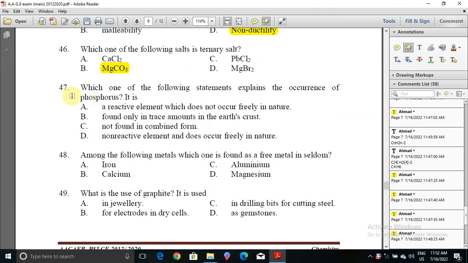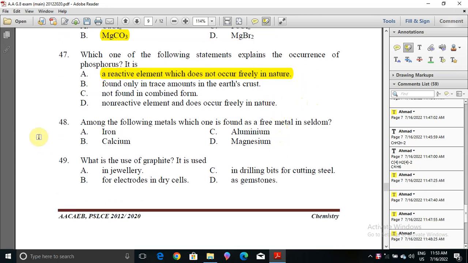Now question number 47, which one of the following statements explains the occurrence of phosphorus? It is a reactive element which does not occur freely in nature, found only in trace amounts in the Earth's crust, not found in combined form, non-reactive element, and does occur freely in nature. The correct answer is a reactive element which does not occur freely in nature, because it says the occurrence of phosphorus, right? And phosphorus is a reactive element which does not occur freely in nature. So the correct answer for question number 47 is choice A.